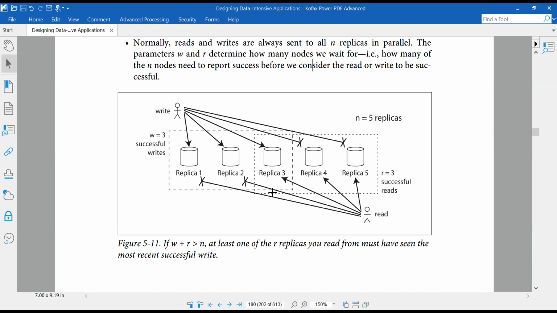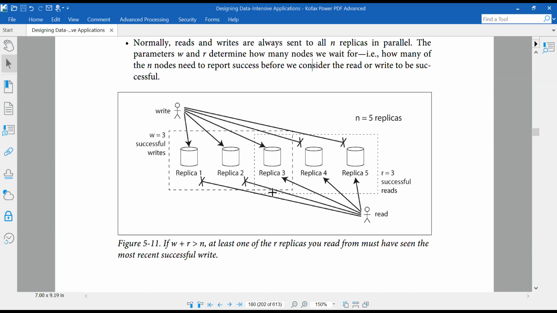In quorum, in the sense, there should be at least one overlap between the read and write replicas. Yeah, but 2 plus 2 also doesn't have any overlap. So I am specifically looking for that case. 2 plus 2 also has the same problem, right? So if they both have the same problem, then why not reduce 2 to just 1?